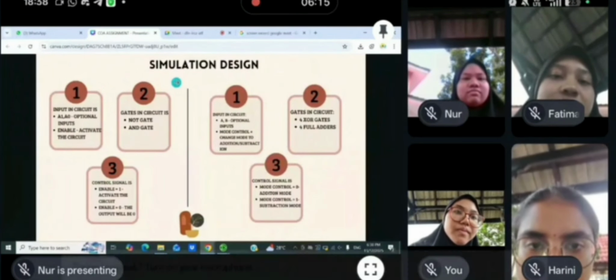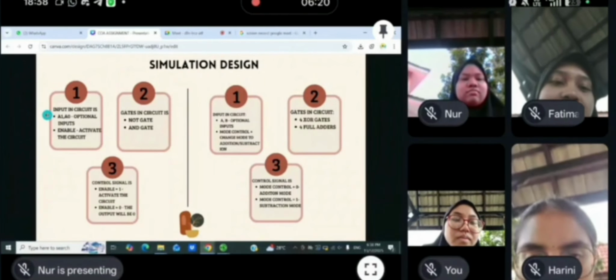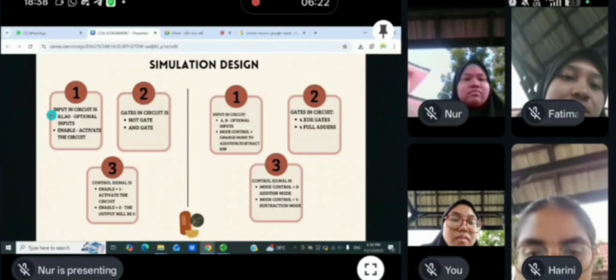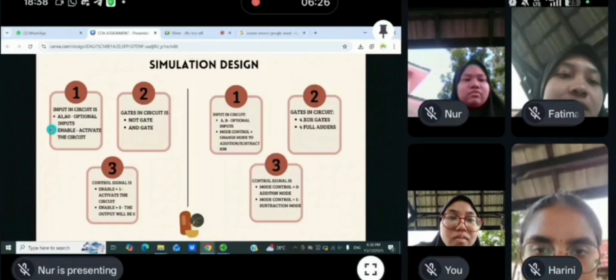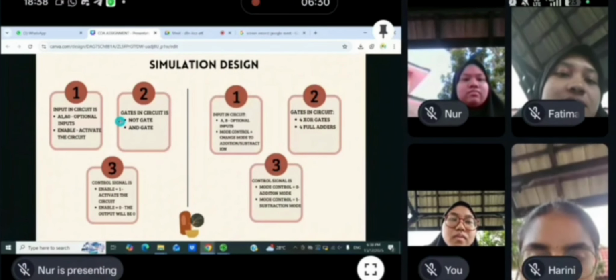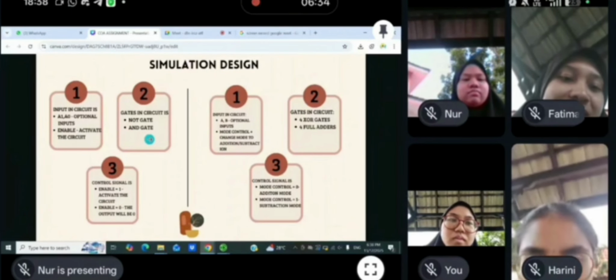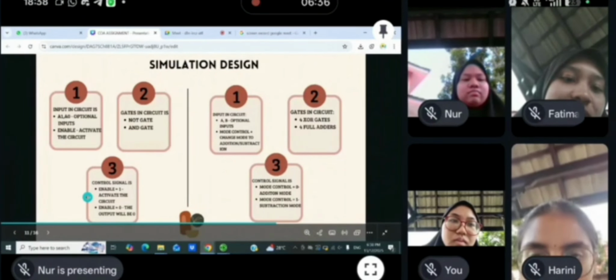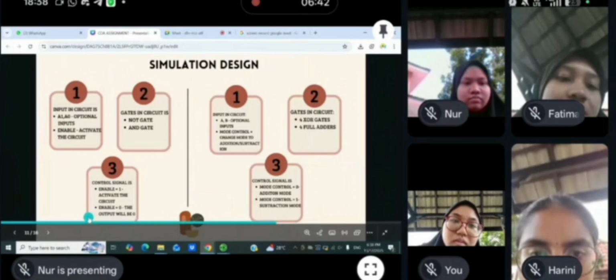Okay, for the simulation design for the 2 to 4 decoder with enable, first, the inputs in the circuit are A1, A0, and the enable input activates the circuit. Second, the gates in the circuit are NOT gates and AND gates. Third, the control signal is enable: if it is 1, the circuit is active, and if enable is 0, the output will be 0.